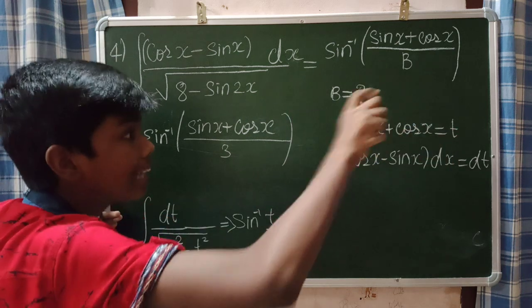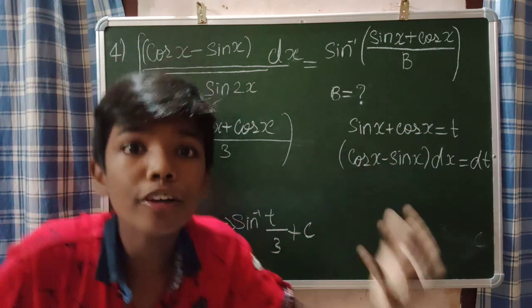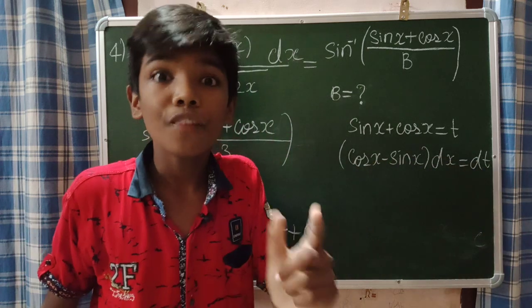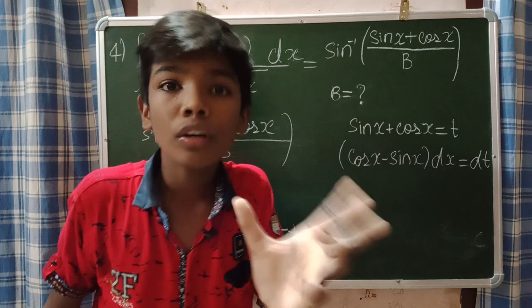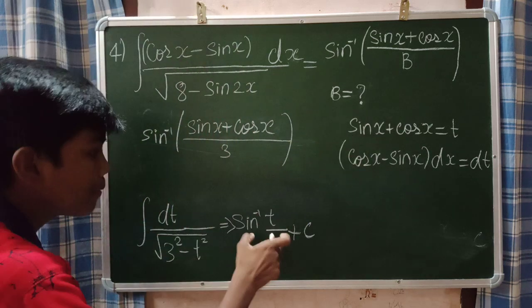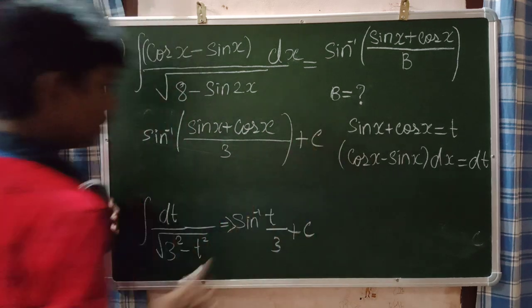We need to complete, guys. Don't think that if we took t as sin x plus cos x, then we don't need to consider the sin x plus cos x and all. Not like that, guys. If you make that mistake, then the whole answer will be wrong. Don't make that mistake. So I will write that t by 3 means sin x plus cos x divided by 3 plus some constant.